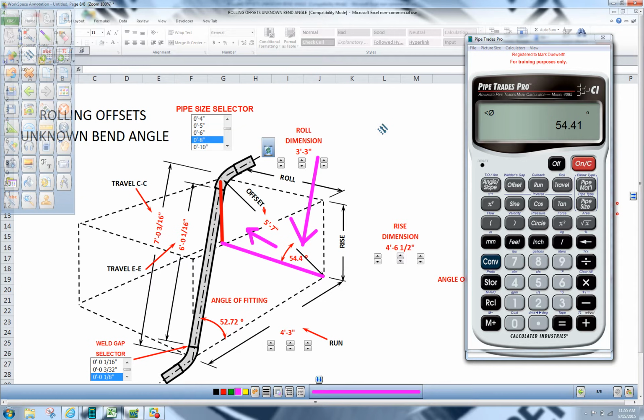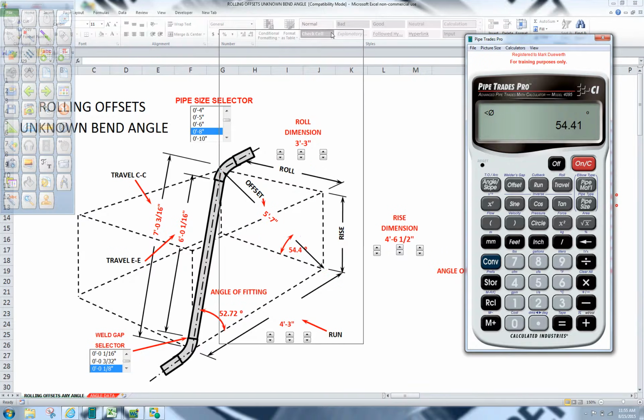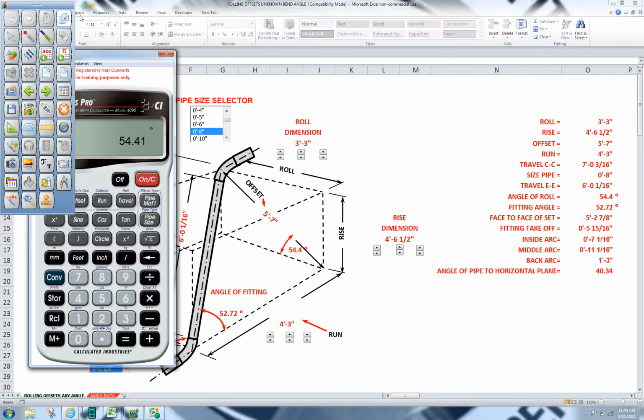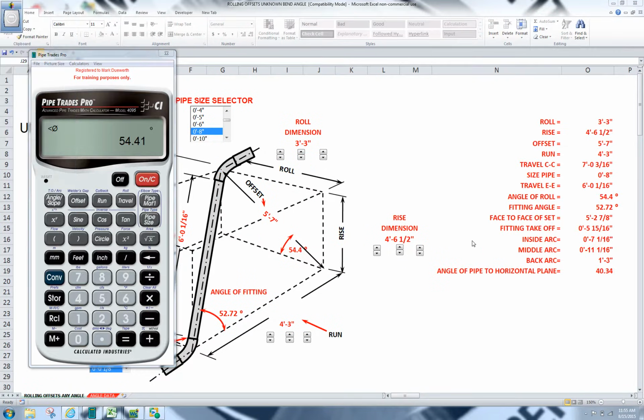That could be very important depending if your rolling offset's going into a flange or a valve, and it was being prefabbed in the horizontal position. There's also what we call what the pipe is to the horizontal plane. You can see it's right here in the spreadsheet.